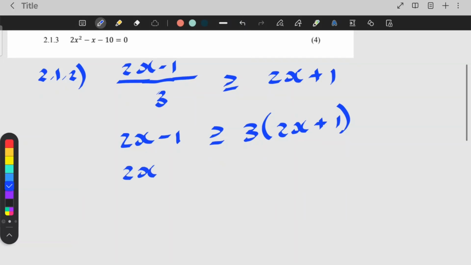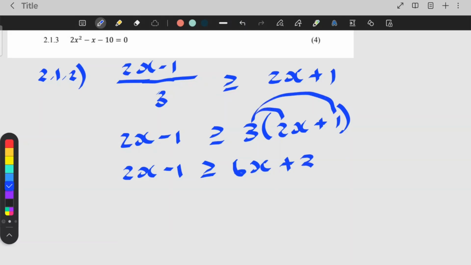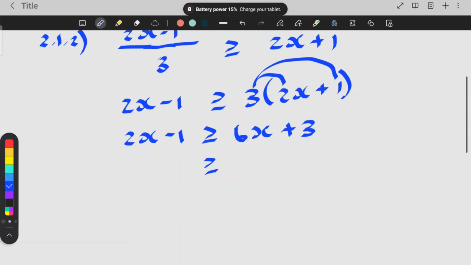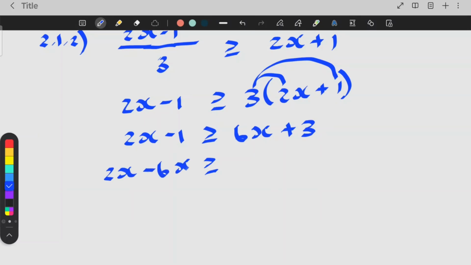Okay, now I'm going to remove the brackets. So this is 6x. And this is plus 3. Keep my inequality sign. X's to the left, and numbers to the right. So x's to the left, minus 6x, and then 3 plus 1. So here I get negative 4x, and here I get 4.